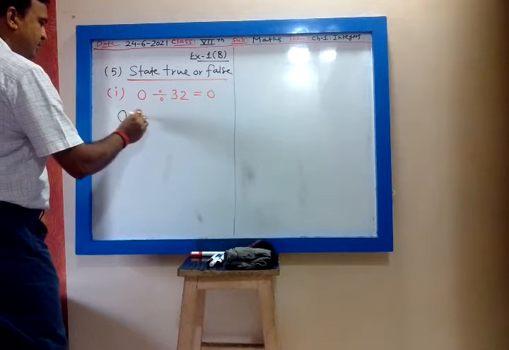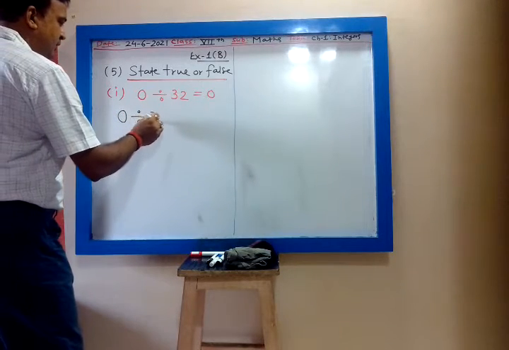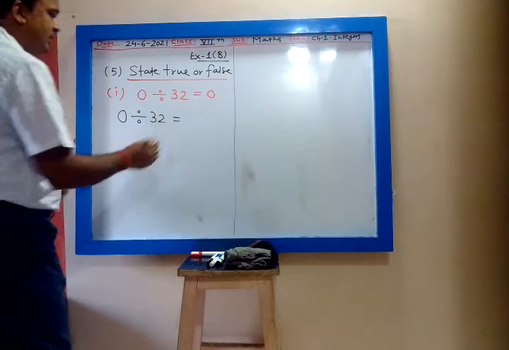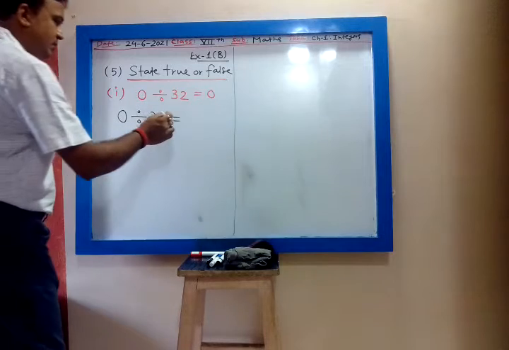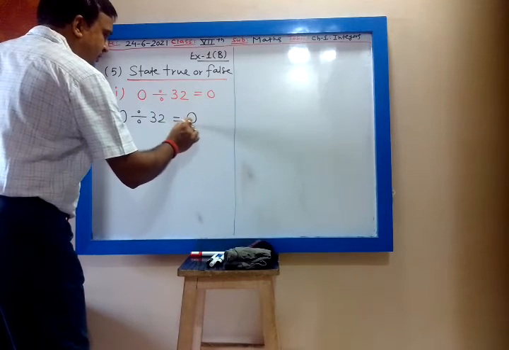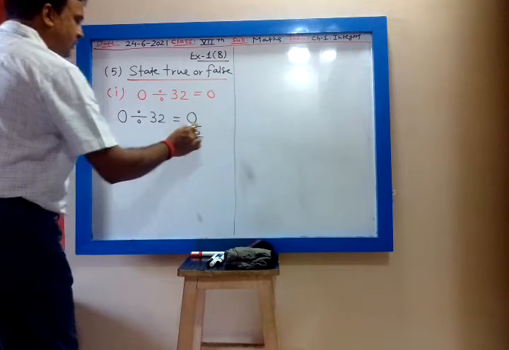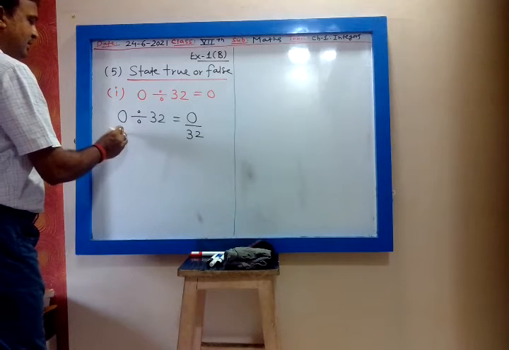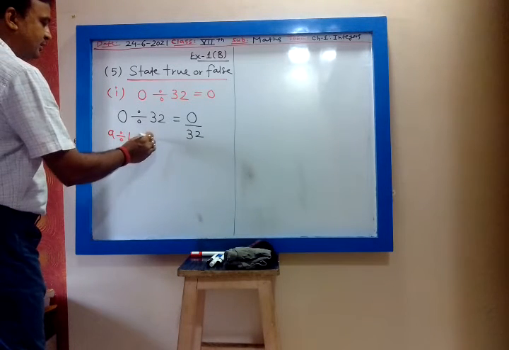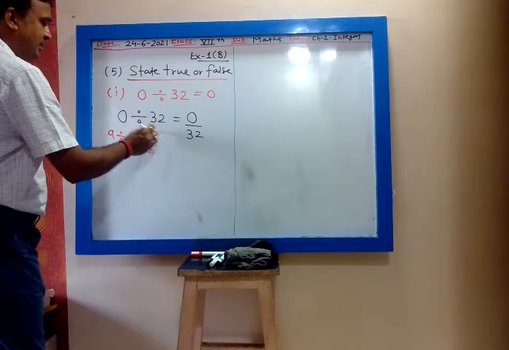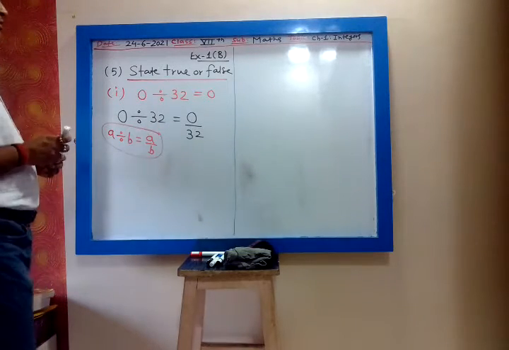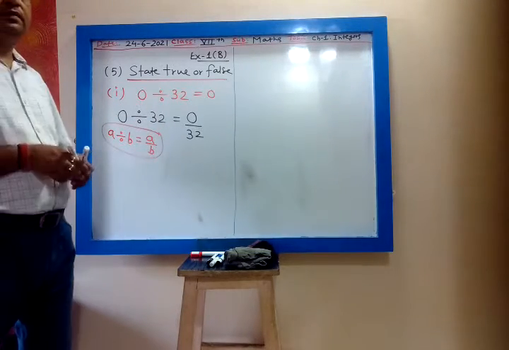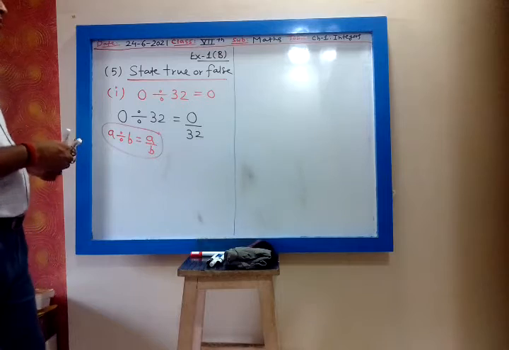0 divided by 32. A divided by B, I can write A upon B. So that I can write 0 upon 32. A divided by B is A upon B. So 0 divided by 32 is 0 upon 32.